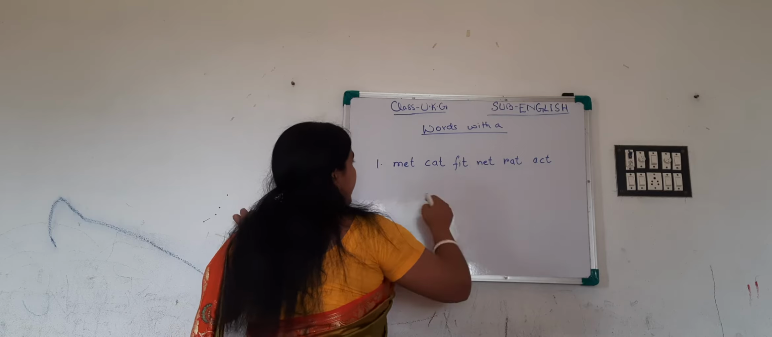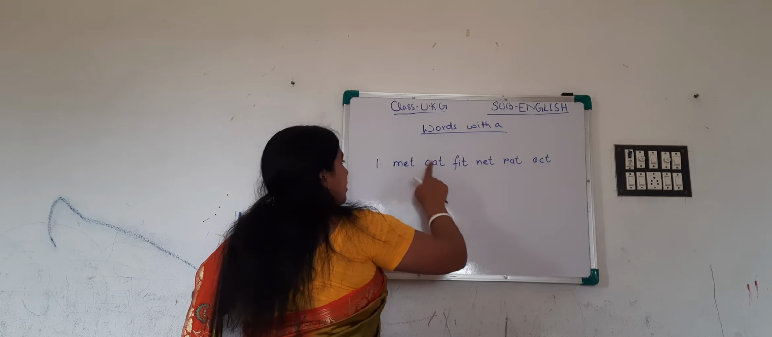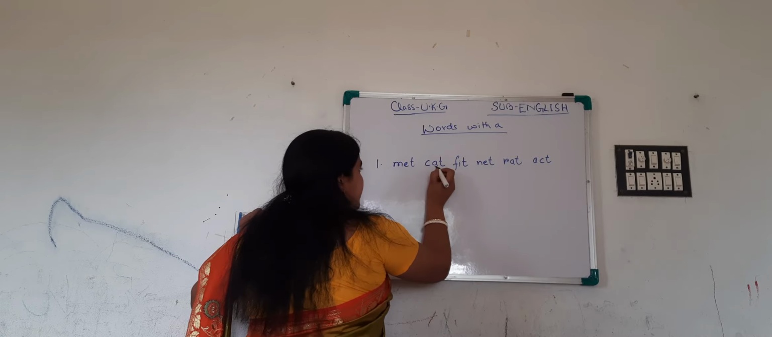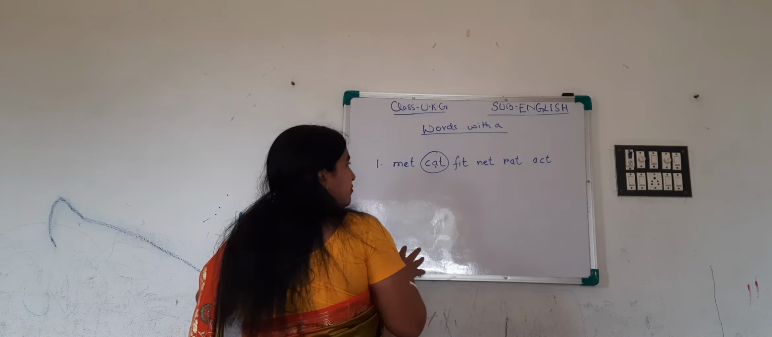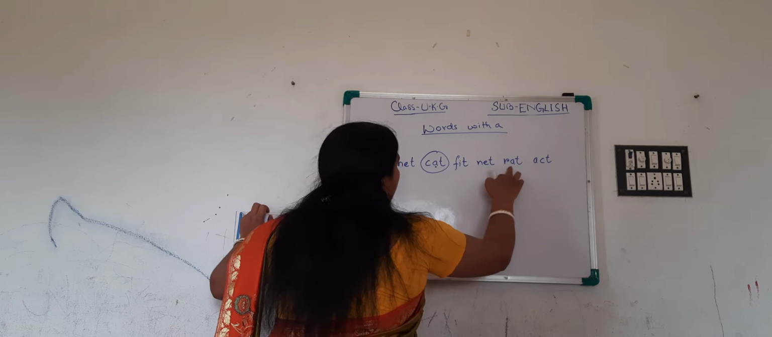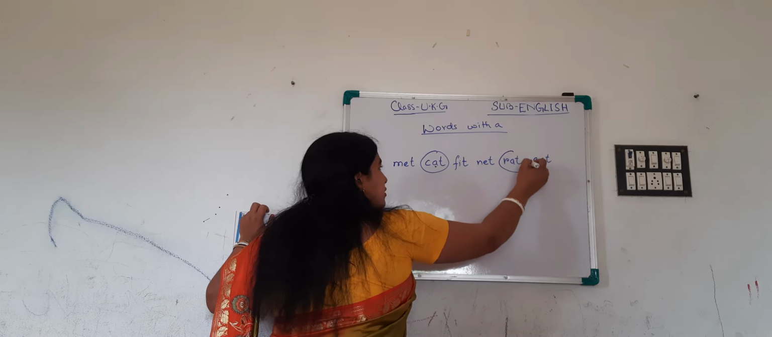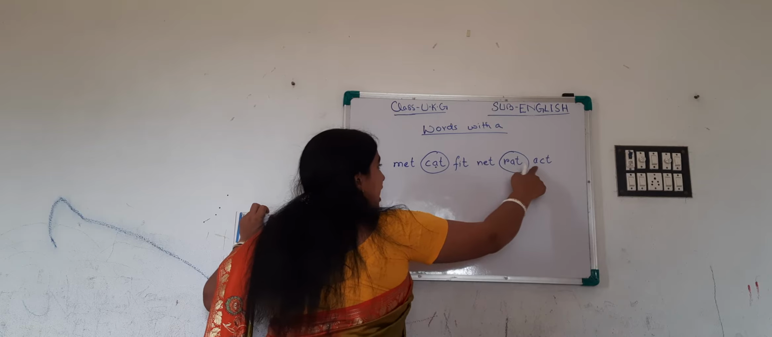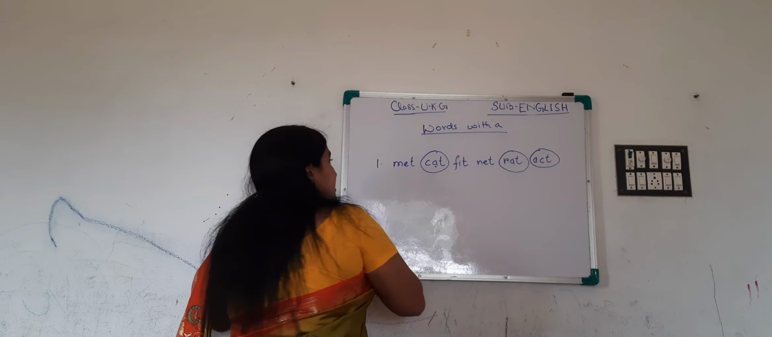The words with A, does it have A? No, there is no A. C A T, cat. Here is A. So circle the word. Okay. In the similar way, look R A T, rat. Here is also A. So circle the word. And here starting A C T. So circle this word, A C T.